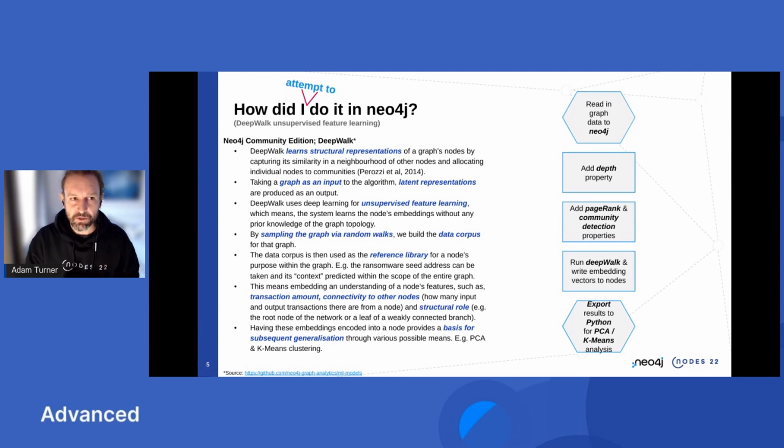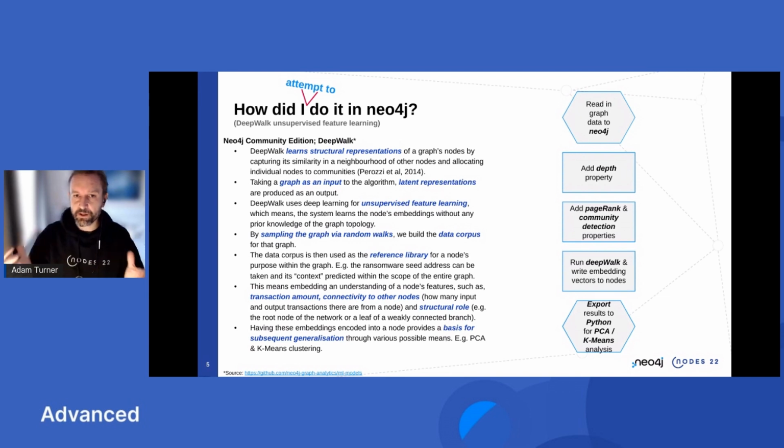It was made famous in a 2014 paper by Perozzi et al. And they used it against Zachary's Karate Club graph, which is a very famous data set used to test embedding algorithms. If anyone's interested, I highly recommend reading that paper to get a deeper understanding of the embedding concept that DeepWalk was looking at. Essentially, DeepWalk allowed me to learn structural representations of the graph's nodes, and I could capture the similarity in a whole neighborhood.